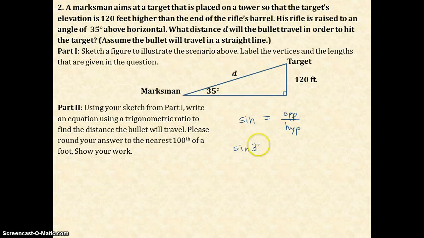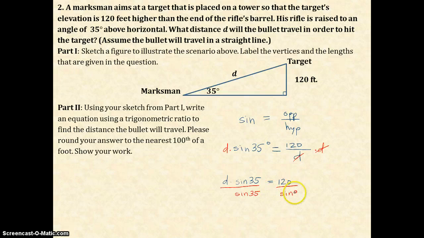So the sine of 35 degrees is 120, the opposite side, over the hypotenuse, d. That's what we're solving for. Now if I multiply both sides by d, the d's will cancel on the left, and we get d times the sine of 35 equals 120. And then in order to solve for d, we can just divide both sides by the sine of 35 degrees. So we get that d is 120 divided by the sine of 35 degrees.